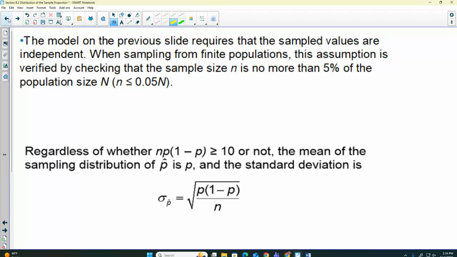This does require that all my values are independent. We start by assuming independence if our sample is big enough. As long as it's not more than 5% of the population, we can assume that they are independent.